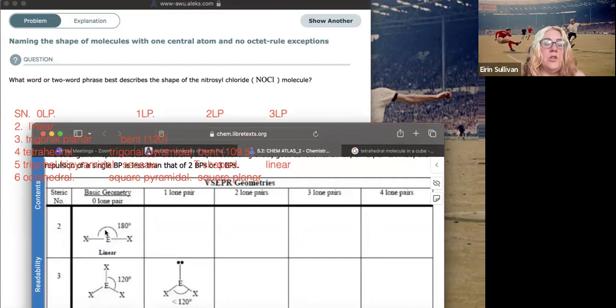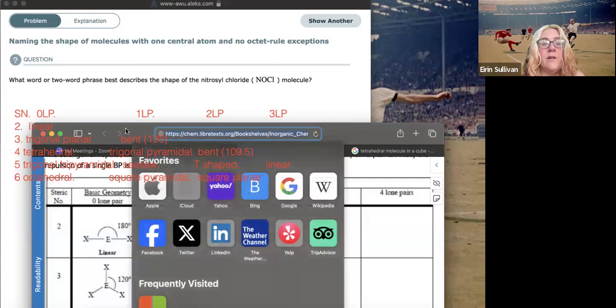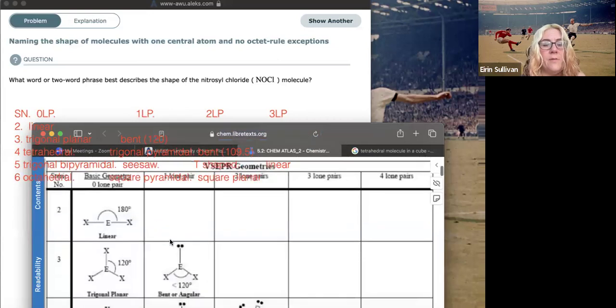Even if it is just like a 2-atom molecule and one of those was a lone pair, the shape would still be linear, okay? But when we start getting to fun stuff, like if I could have my mouse back, that'd be great, thank you.